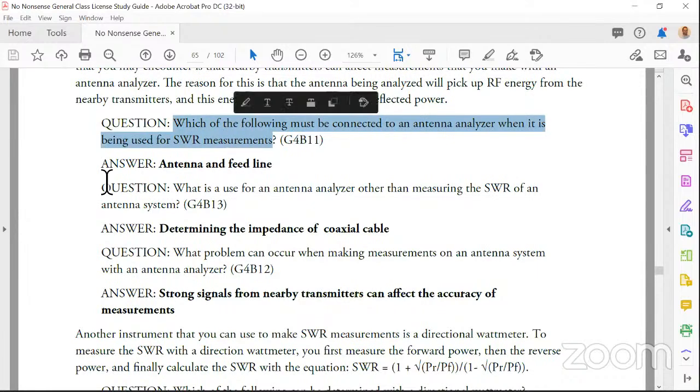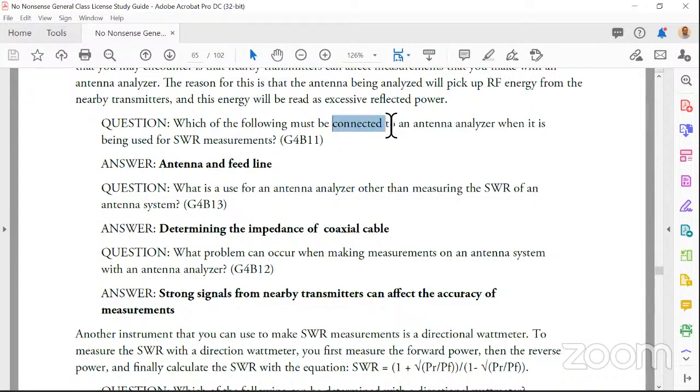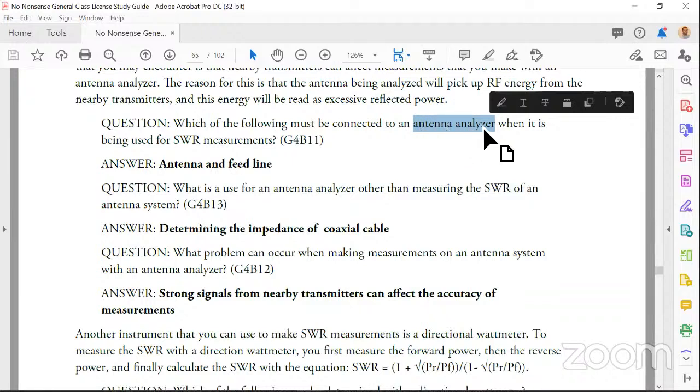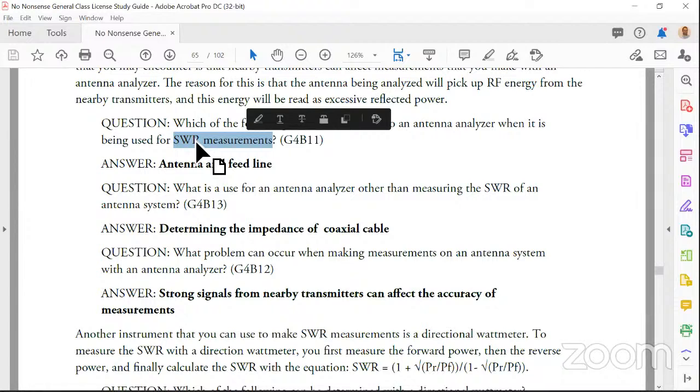So, continuing. Which of the following must be connected to an antenna analyzer when it is being used for SWR measurements? Let's dissect this question a little bit. What are they asking us? What do you connect to an antenna analyzer? Not a voltmeter, not an oscilloscope, right? It's an antenna analyzer that we're talking about. But what type of measurements are we taking? We are doing SWR, or standing wave ratio measurements.